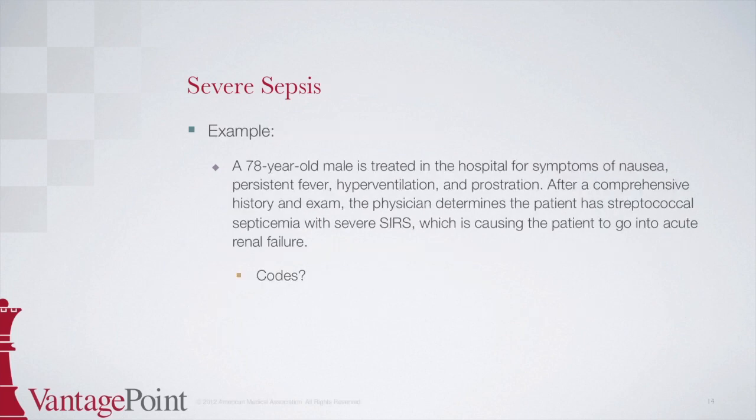Now let's try a severe sepsis example. A 78-year-old male is treated in the hospital for symptoms of nausea, persistent fever, hyperventilation, and prostration. After a comprehensive history and exam, the physician determines the patient has streptococcal septicemia with severe SIRS, which is causing the patient to go into acute renal failure. What are the codes for this patient? Please pause the webinar to complete this example and then hit play to continue and learn the answer.